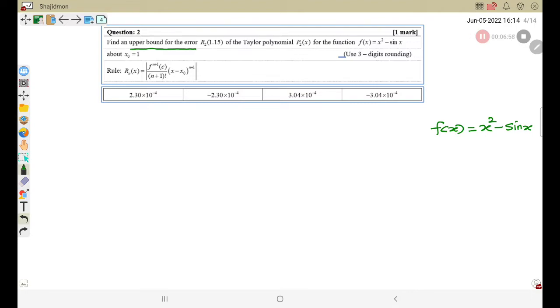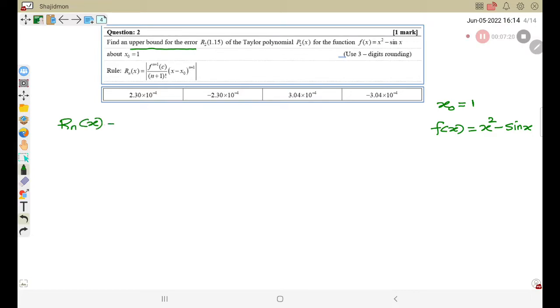Okay, x naught equal to 1 is given. The rule is already given there: Rn of x equals the absolute value of f^(n+1) of c divided by (n+1) factorial, times (x minus x naught) to the power n+1. It is a multiple choice question, and you can select the answer after. So let's start with the rule.